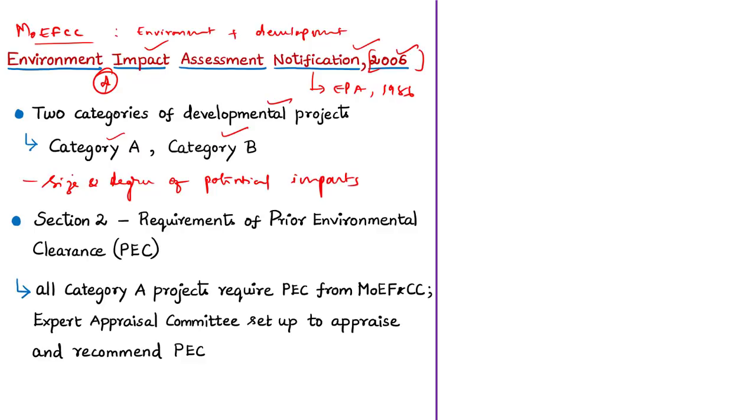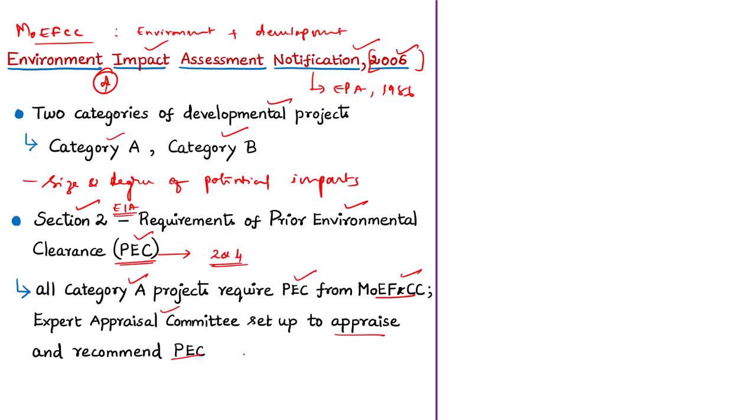Now let us see with respect to obtaining prior environmental clearance, that is as per Section 2 of the Environment Impact Assessment notification, which deals with requirements of prior environmental clearance. As per Section 2 and Section 4 of the notification, all Category A projects require a prior environmental clearance, that is EC, from the Union Ministry of Environment, Forest and Climate Change. See, there is an expert appraisal committee for this purpose under the Union Ministry which will appraise the Category A projects.